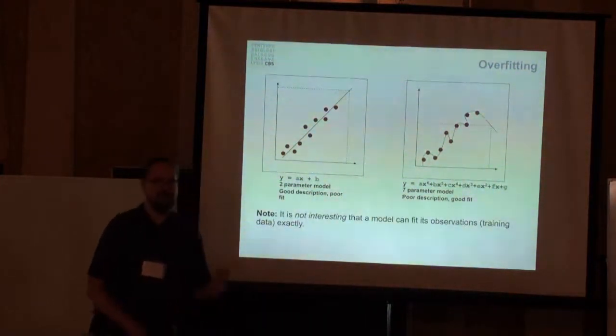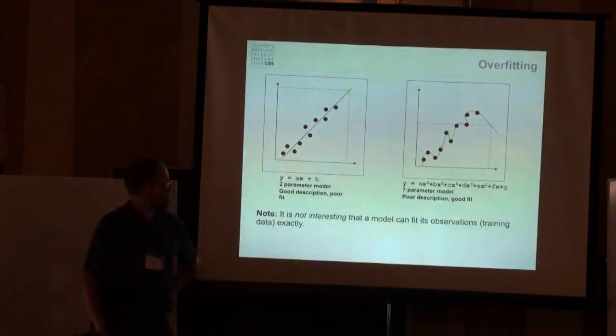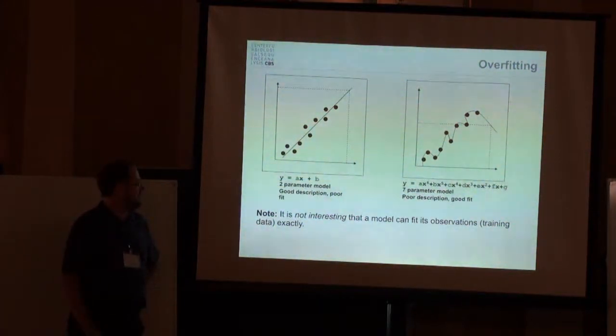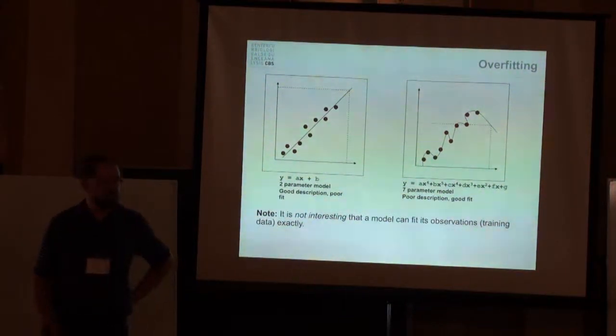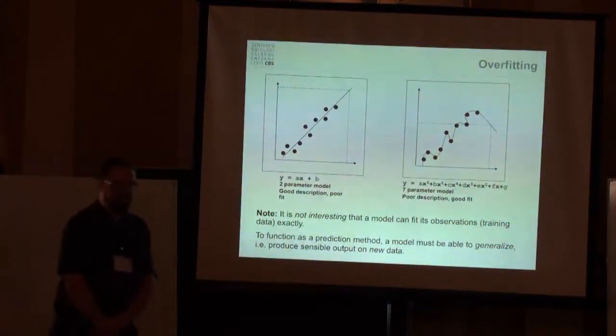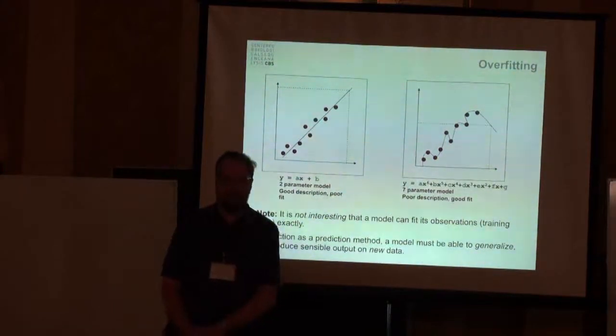It's important to realize, also for the casual user, I will argue, that it's not interesting that a model can fit its observations, its training data exactly. So to function as a prediction method, it must be able to generalize, that is, produce sensible output on new data.